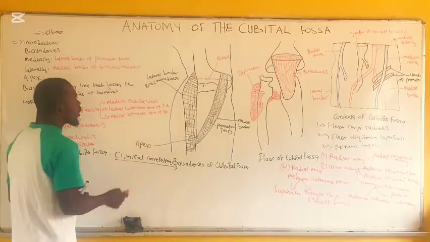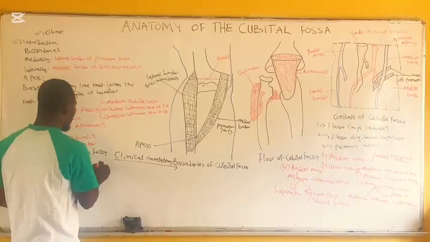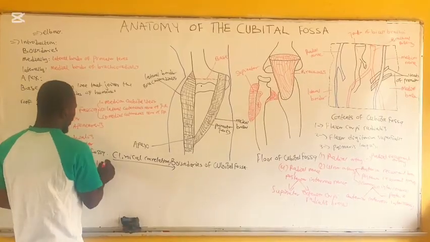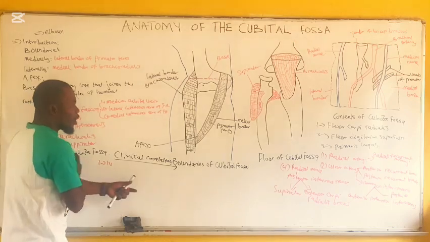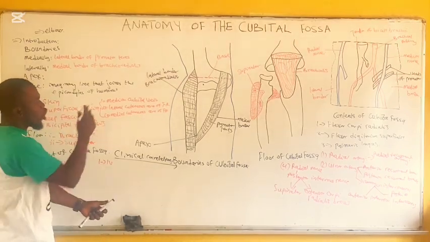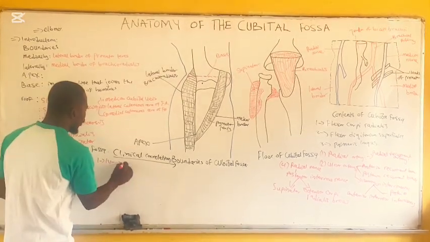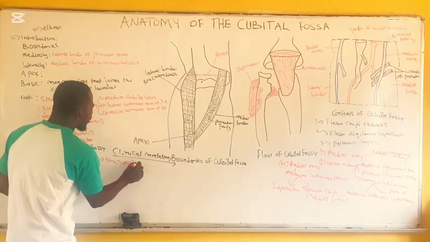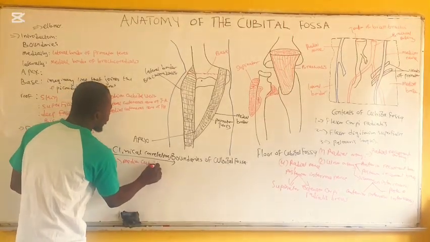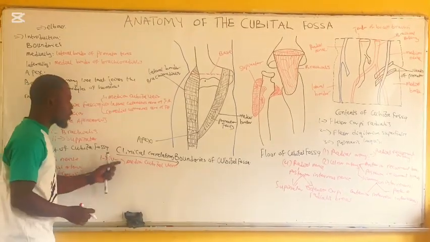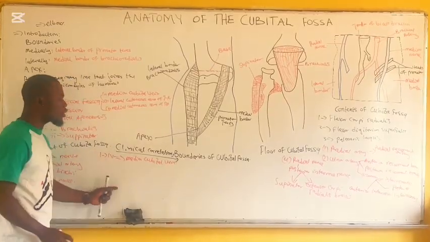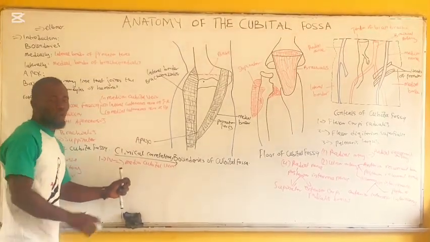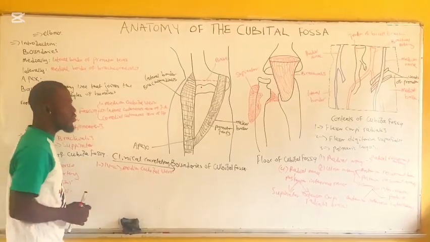The clinical correlations of the cubital fossa include: 1. IV infusion. Intravenous infusion is basically carried out at the cubital fossa on the median cubital vein. The median cubital vein is used for intravenous infusion. It is also used for cardiac catheterization to withdraw blood from any chamber of the heart.